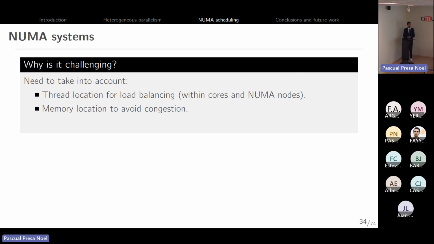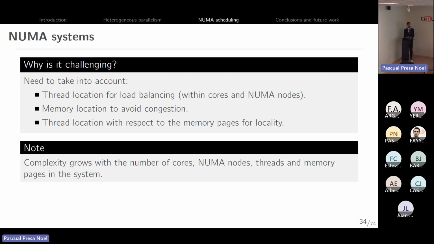We have to take into account memory location as well. So for example, locating all the memory pages in a single node might be suboptimal in terms of potential congestion issues in the interconnection buses. And we have to take into account the location of threads related to their memory pages. As we mentioned before, remote operations are quite expensive and very slow, so we have to try to keep the threads and their data as close as possible without incurring congestion.